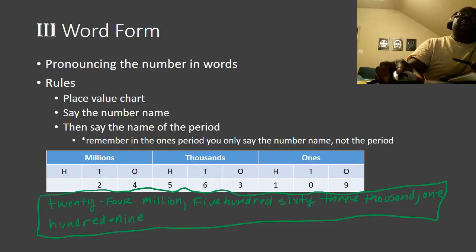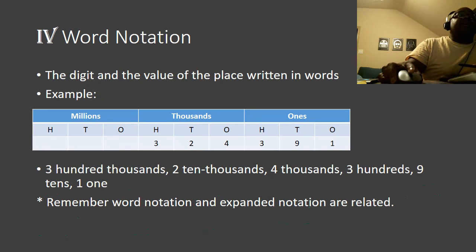Now, let's go to our next Roman numeral. So we've talked about place value periods. We talked about word form. And so now next we're going to be talking about word notation. You remember, word notation is just the digit and the value of that place written in words. And so we have this example here. We have 300,000, 2 ten thousands, four thousands, three hundreds, nine tens, and one one.